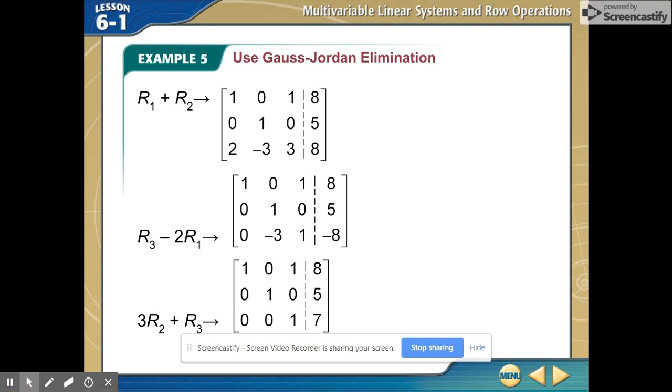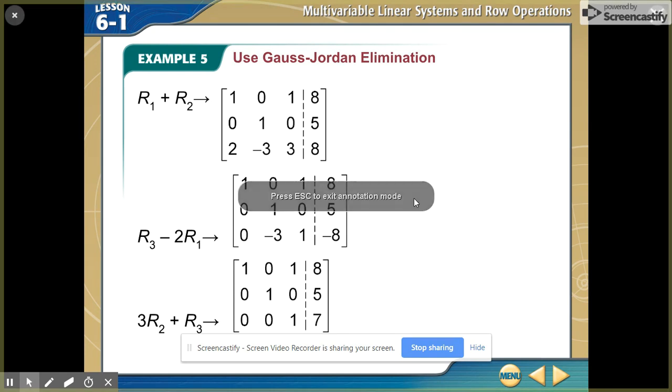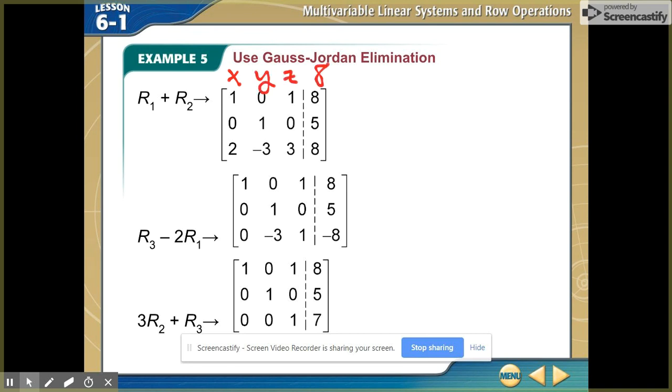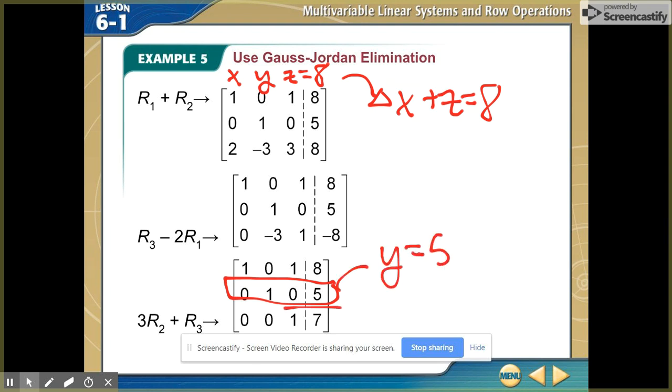All right, so what we're going to think about here is what we've actually done, right? If these were expressions for our variables, we're basically solving the system of equations. If this was x, this was y, and this was z, and that's an 8 for our solution, this would translate into x plus z equals 8. And down here at the bottom, we can see that this would be y equals 5. This would be z equals 7.